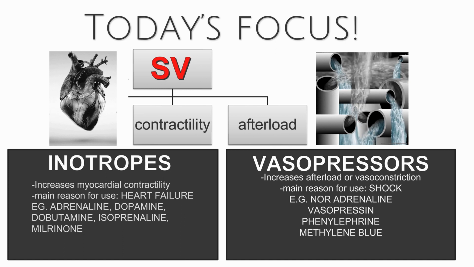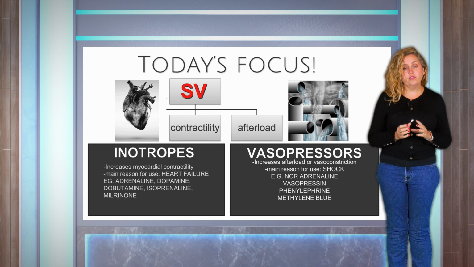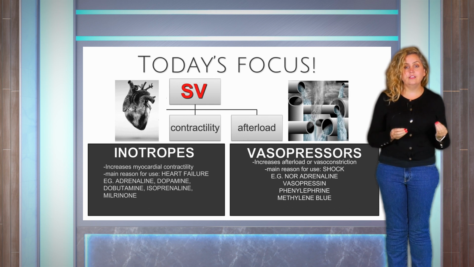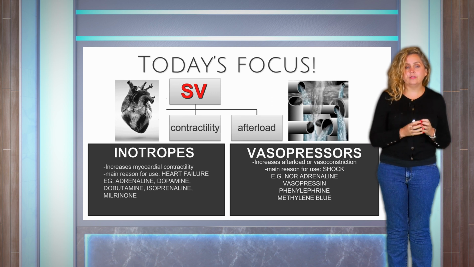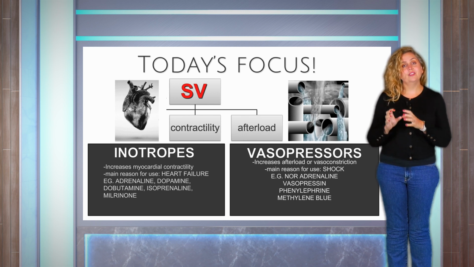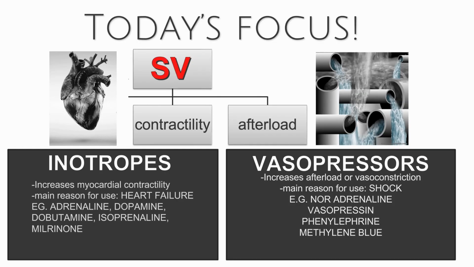Okay, and if we cut out some of that equation and just look at today's focus, we're looking at the stroke volume components of contractility and afterload. And contractility is all about inotropes, and afterload all about vasopressors. So types of inotropes are adrenaline, dopamine, dobutamine, isoprenaline, and milrinone. And we use these drugs mostly when our patient has heart failure. Okay, and it increases our myocardial contractility.